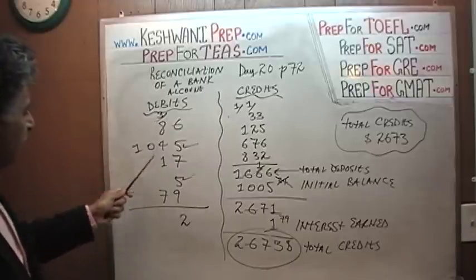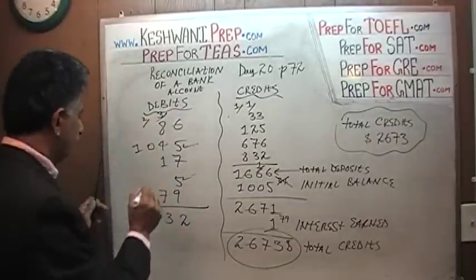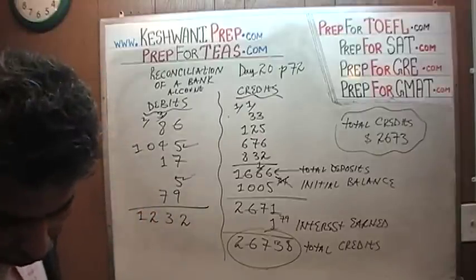What else can we do? 3 plus 7 is 10. Then we have 12 and 13. 10 plus 13 is 23. 3 carry 2. And this is just going to be 2 because that's a 0. Voila. Those are the total withdrawals.